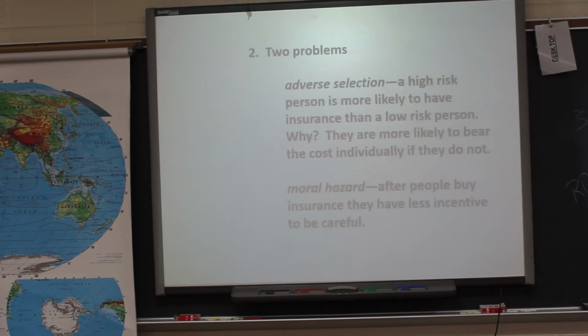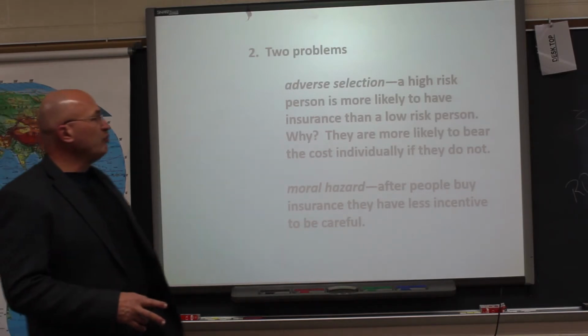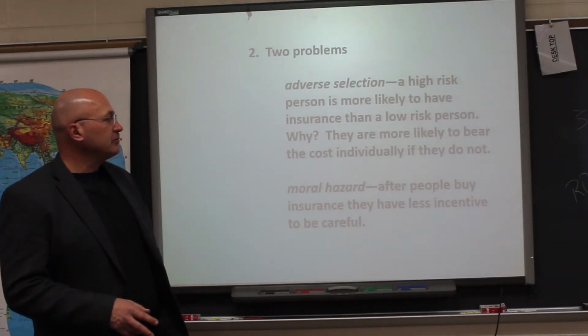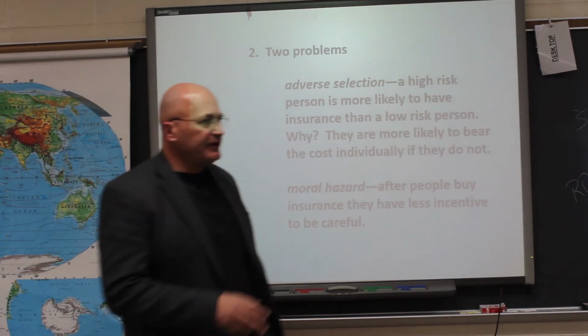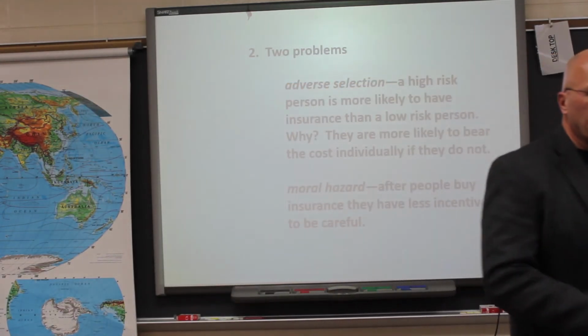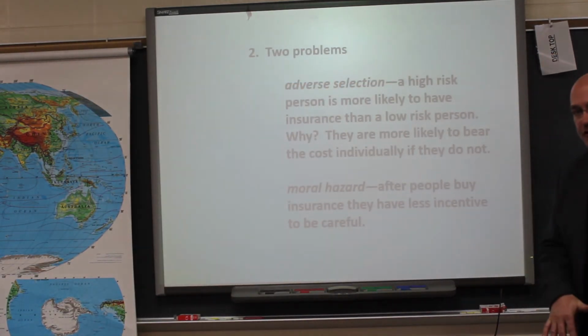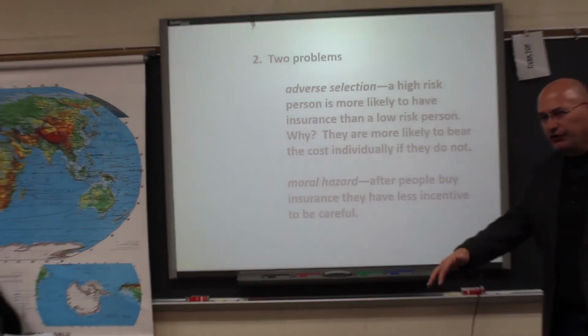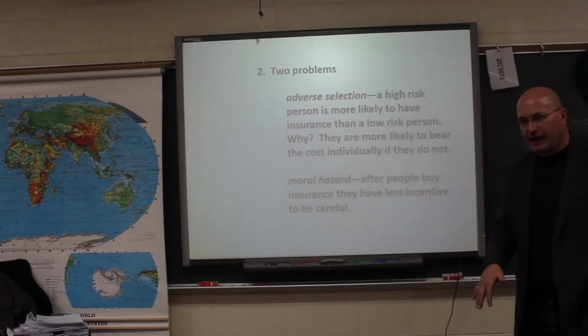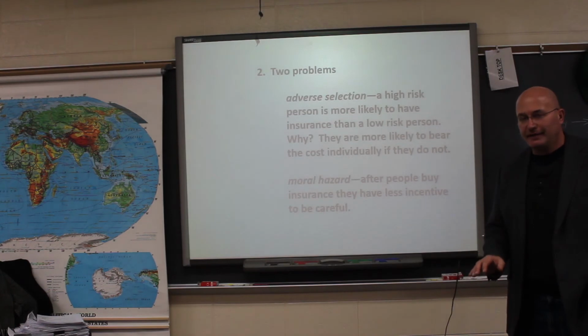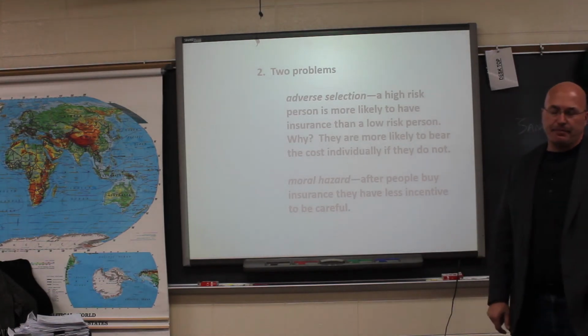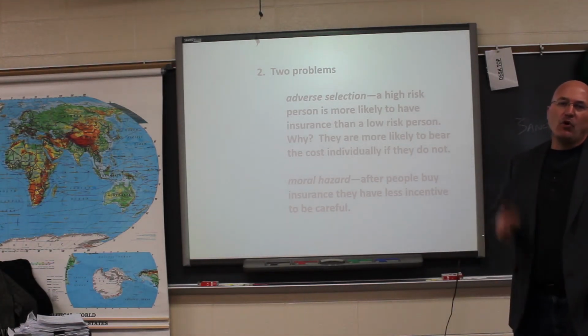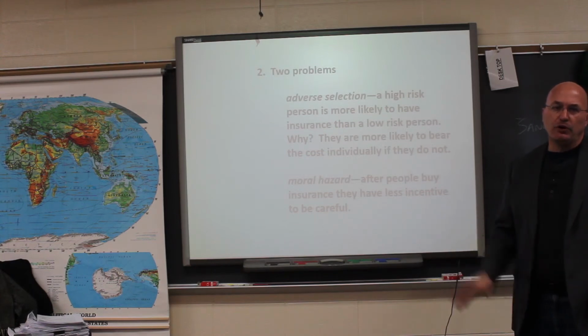The problem with insurance is we have two kinds of people out there. Two problems. One is adverse selection. If a person is sick, they're more likely to buy health insurance than the healthy person. What's the problem with that? They're also more likely to do what? Make a claim. I want more healthy people in my pool because they're less likely to make a claim.